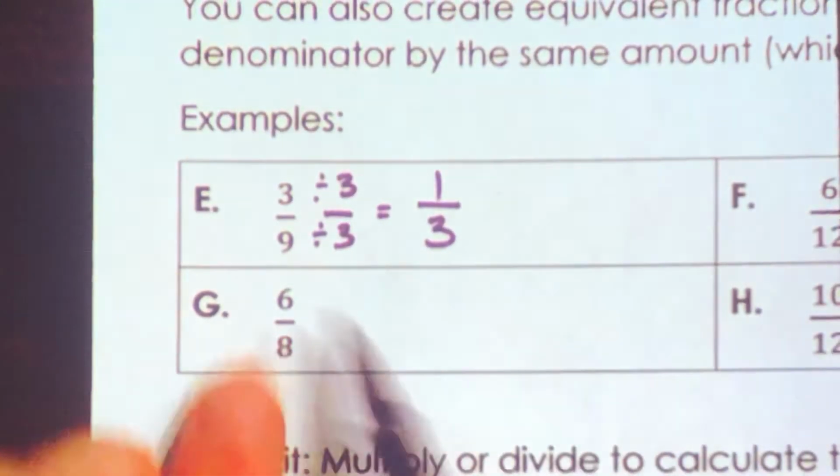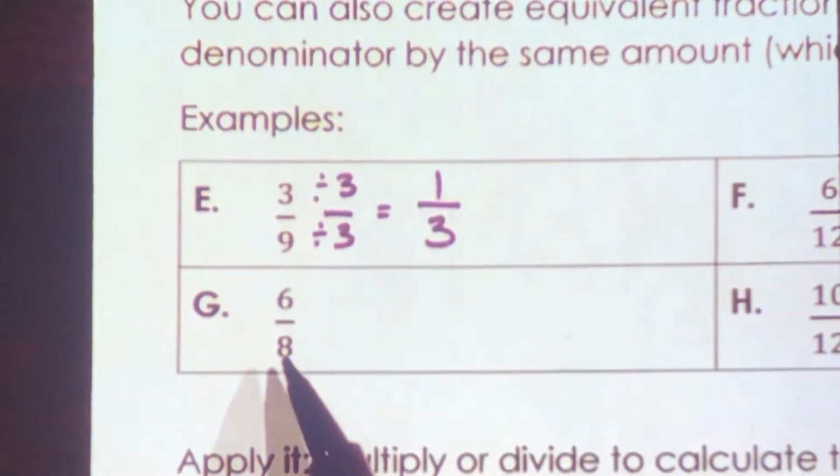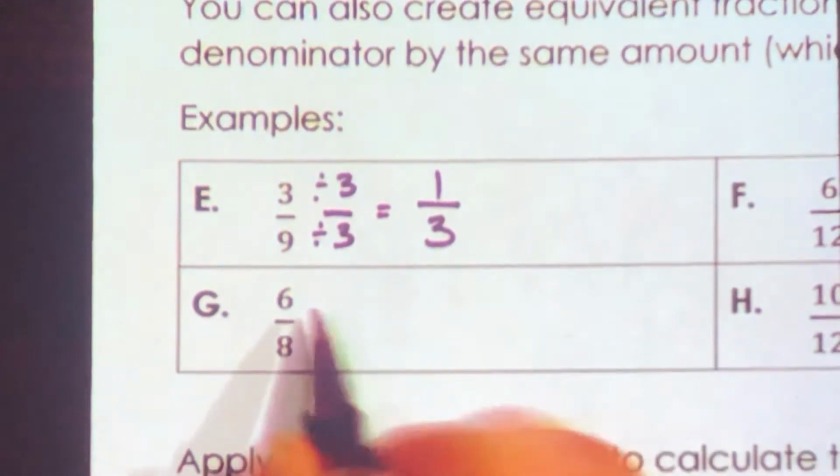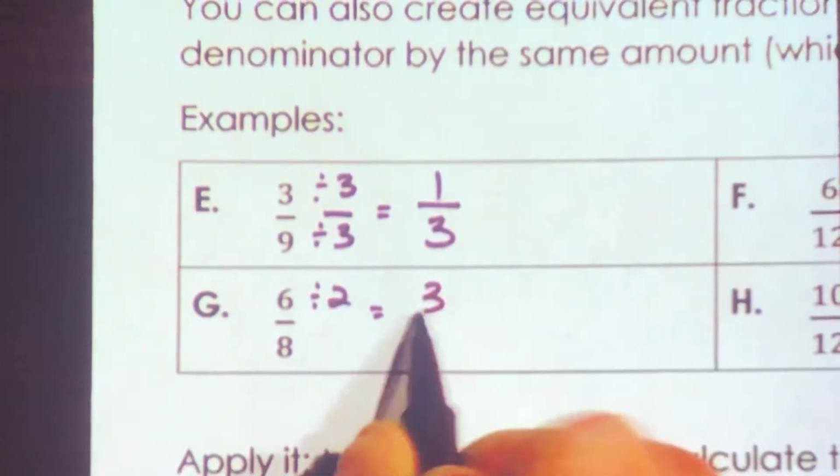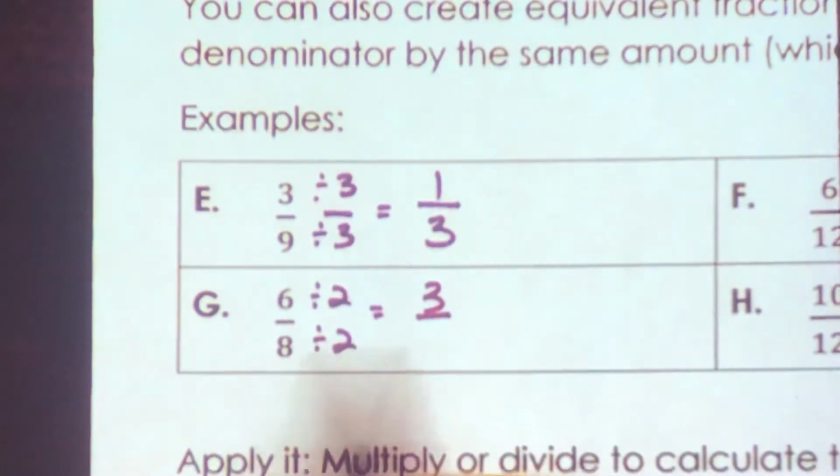6/8, the largest number that would divide evenly into 6 and 8 would be 2. So I'm going to take 6 divided by 2. That gives me 3. I'm going to take 8 divided by 2. That gives me 4. That means that 6/8 and 3/4 are equivalent. They would take up the same amount of space.